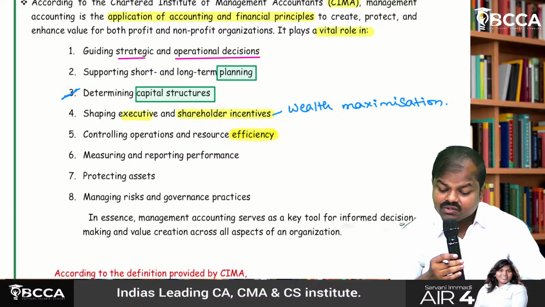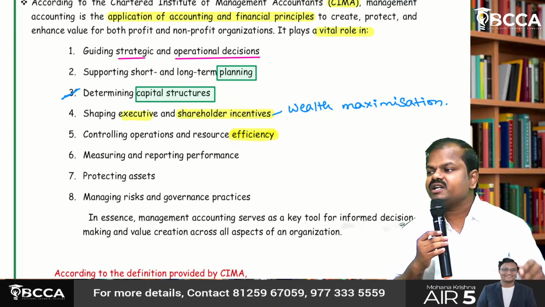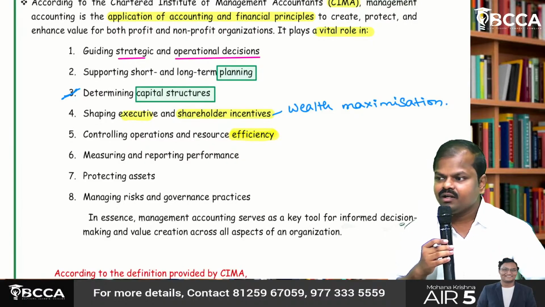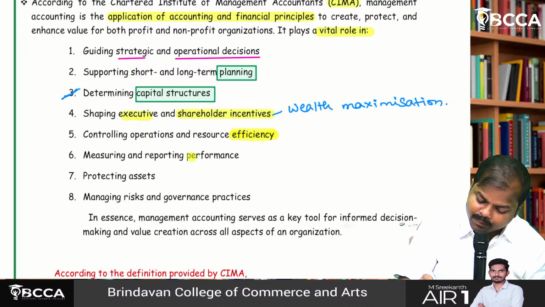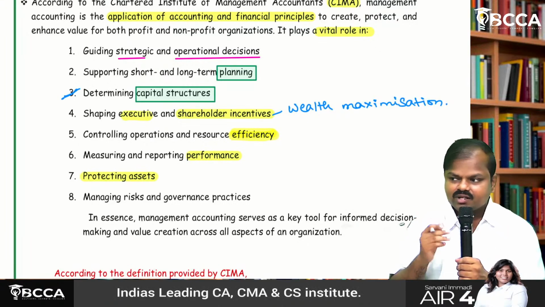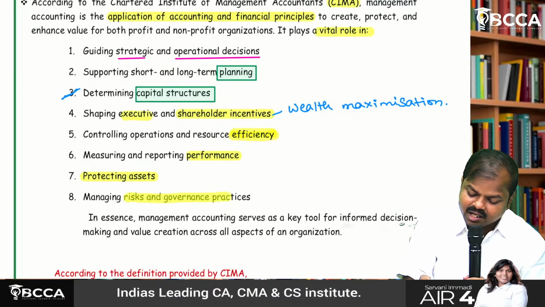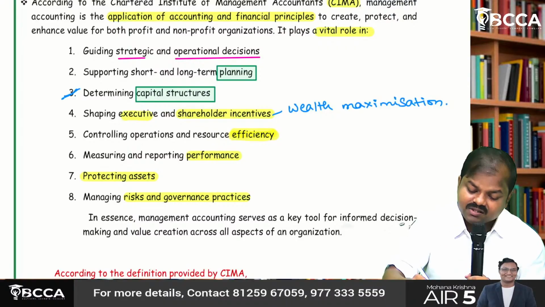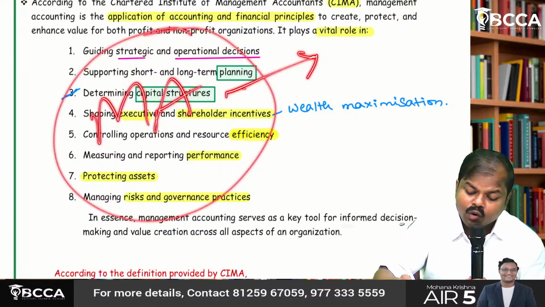Next, controlling operational resources efficiently. You should use the organizational resources efficiently as well as effectively. Till now clear? Next, measuring and reporting the performance. Next, protecting assets. Managing risk and governance practice. These are the roles of the management accountant in the view of whom? CIMA.